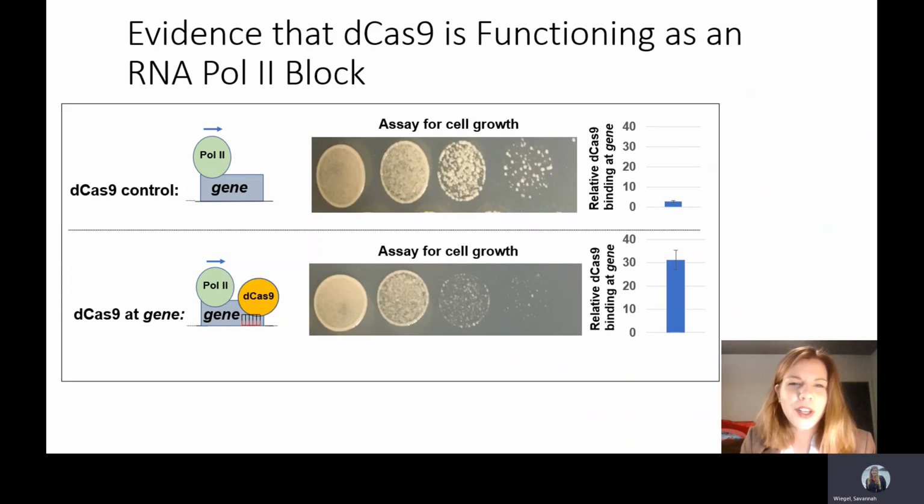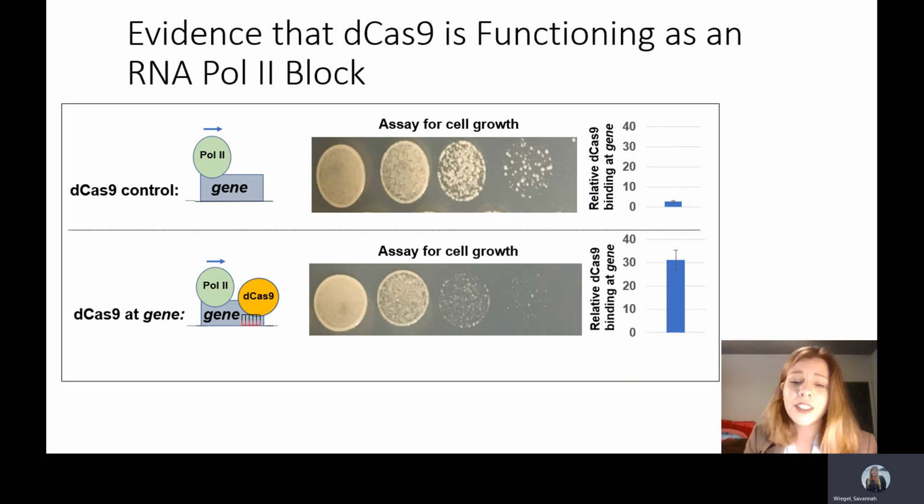And so we performed an assay for cell growth, and the fact that we see less cell growth when deactivated Cas9 is present on the gene is promising. And so this is what we want to see to look for proteins that help RNA polymerase II get across that block.